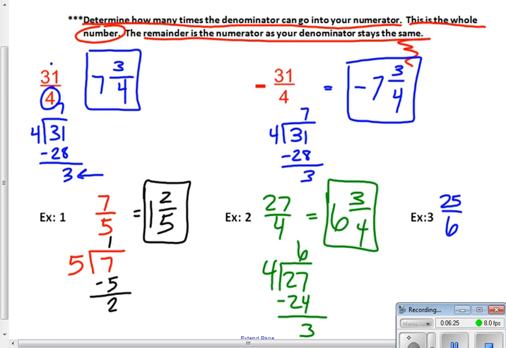Example 3, you can go ahead and give it a shot on your own. 25/6. Pause the video right now and then check back in. We'll work through it.